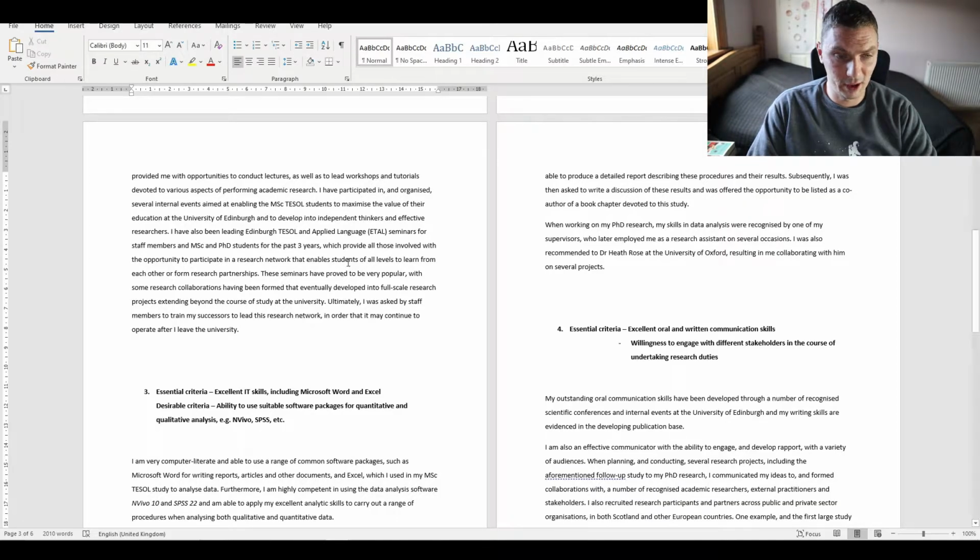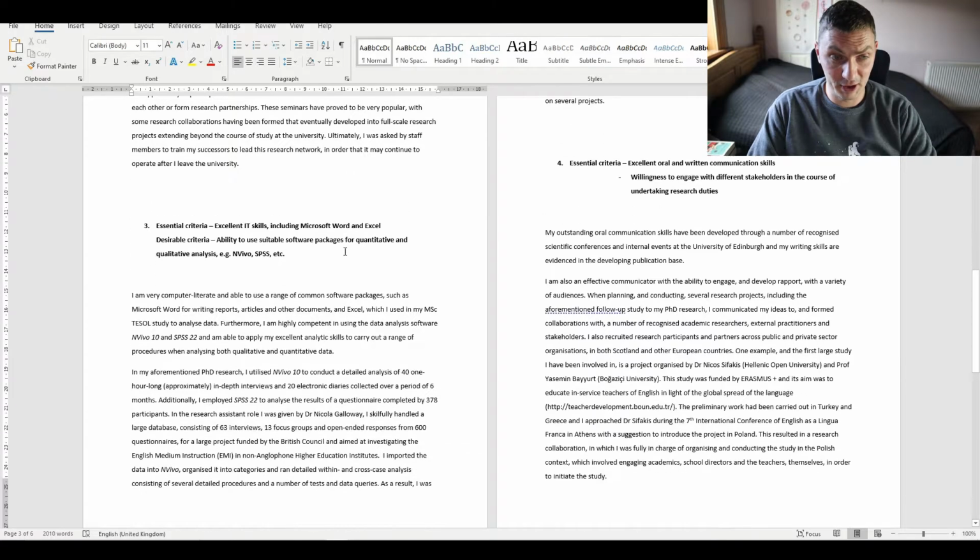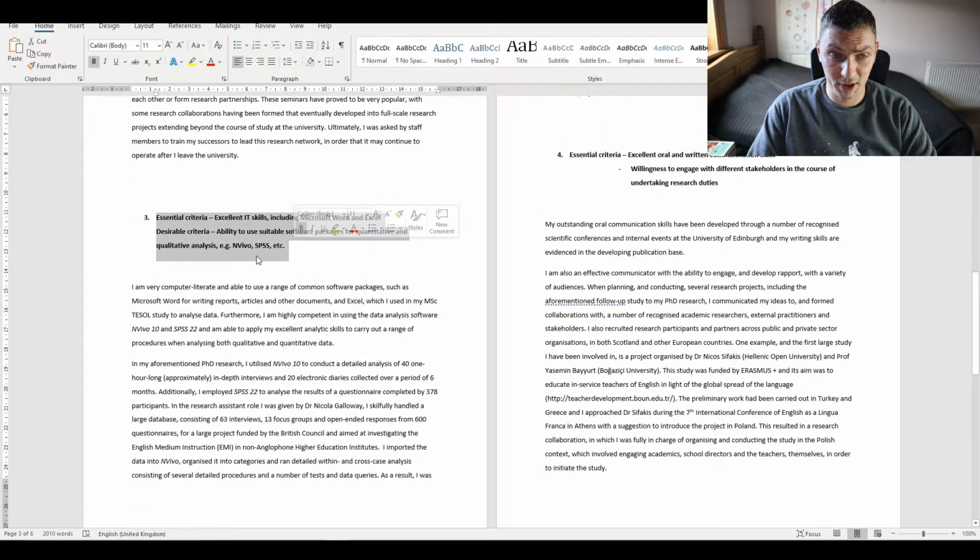So now let's have a look at the third section. Again, a mix of essential and desirable criteria. Here it obviously makes sense. The essential criteria were excellent IT skills, and desirable were ability to use data analysis software. So I put them together. In this case it is just common sense.